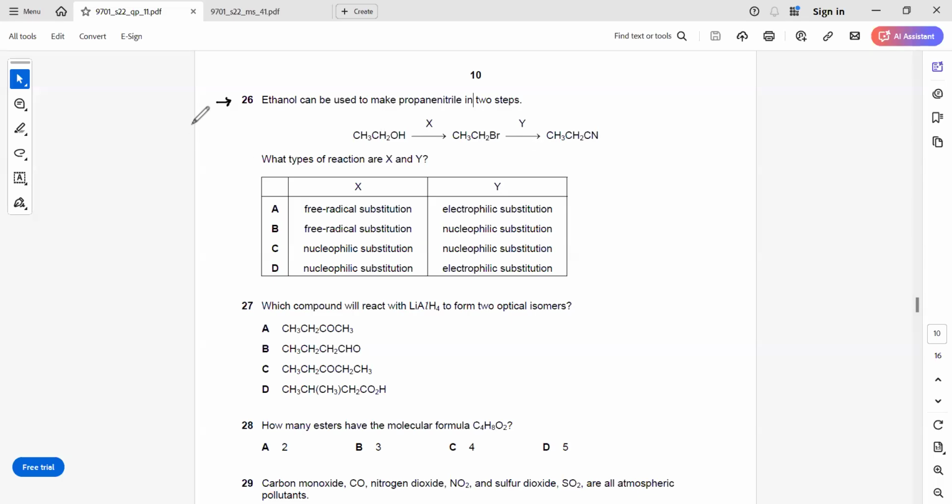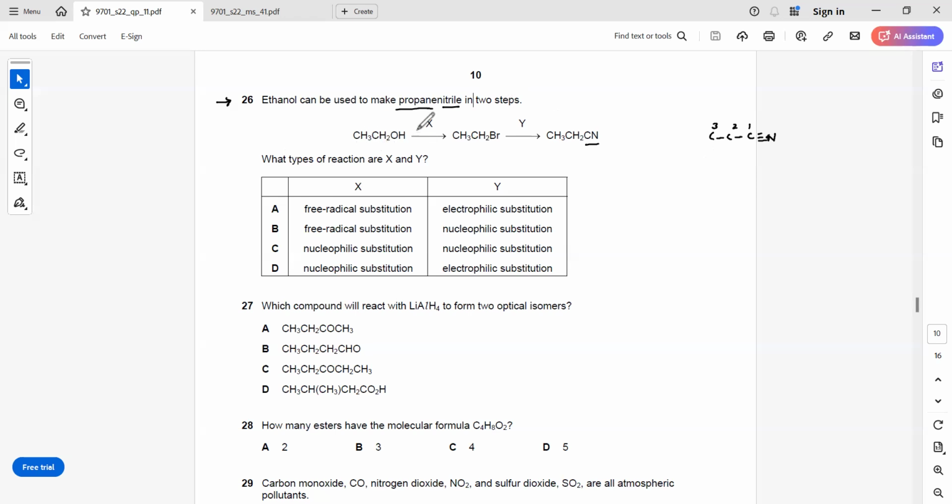So let's see question number 26. In this question, they are saying ethanol can be used to make propane nitrile. Remember, this is the nitrile group, C triple bond N. And the rule for the naming of nitrile, we count all these three carbon atoms. So it's propane nitrile in two steps.